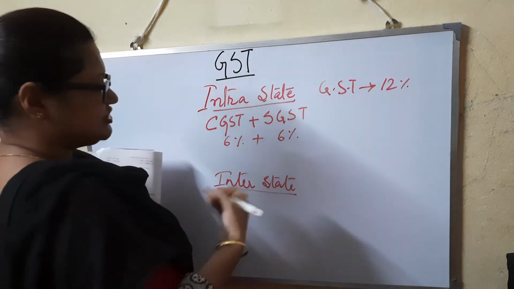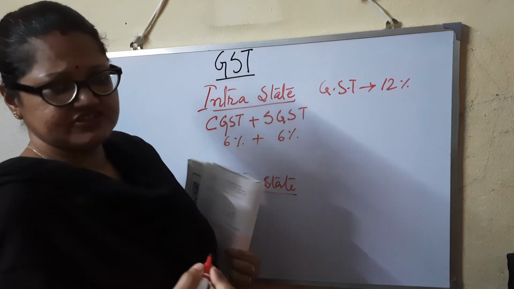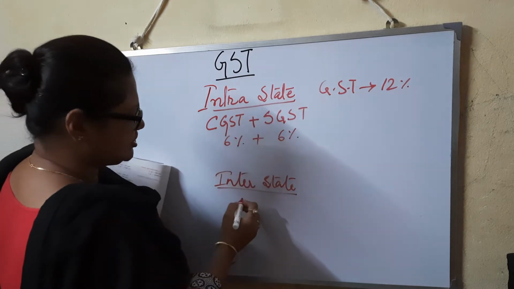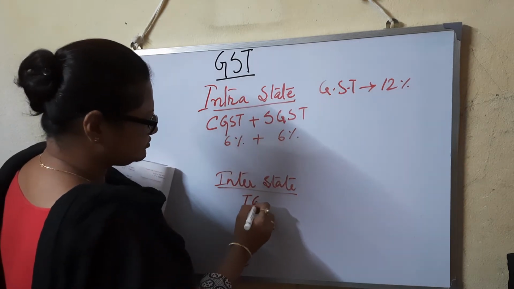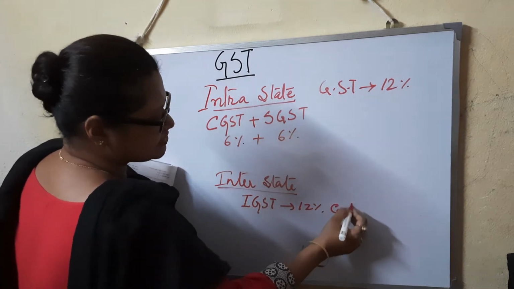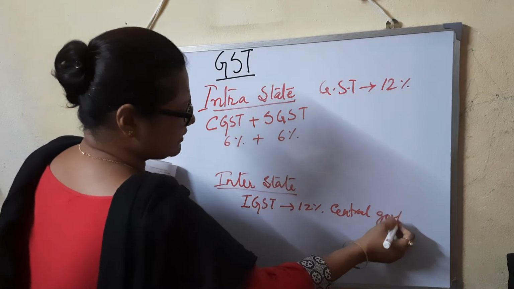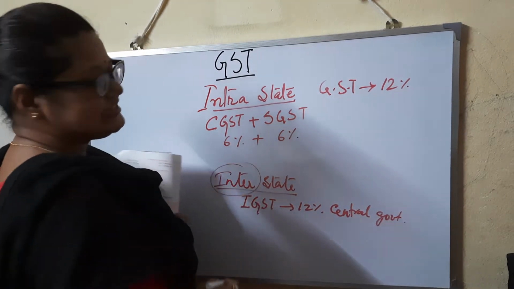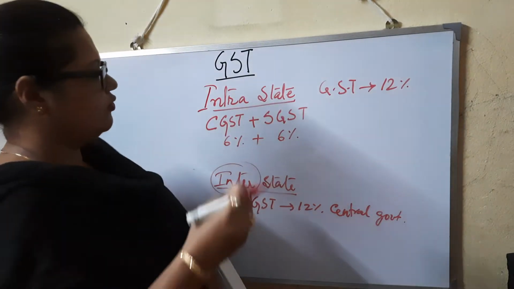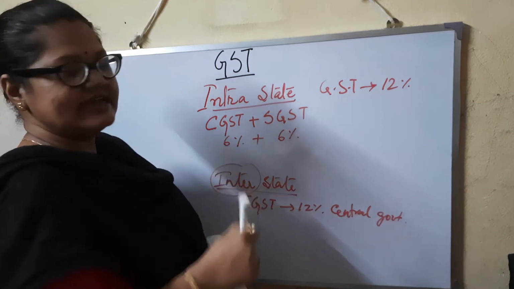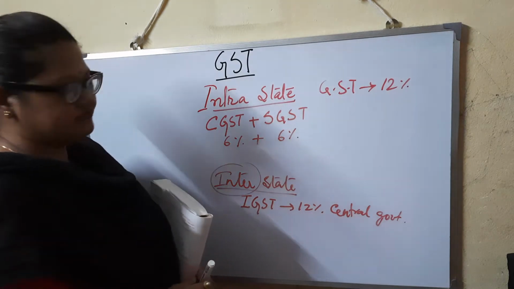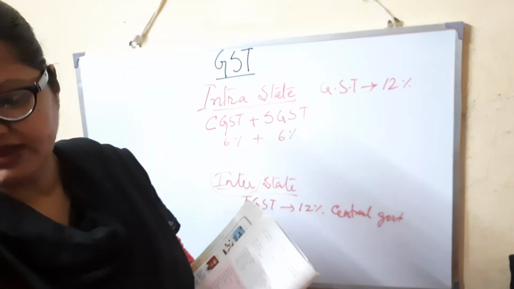Now if we are talking about interstate, that means when goods and services are sold among different states, in that case, instead of CGST and SGST, there is an integrated GST. That means this entire 12% goes to the central government. In interstate dealings, no tax is paid to the state government. Only during intrastate dealings, taxes are paid both to the state government and the central government. This is one of the things which you need to remember.